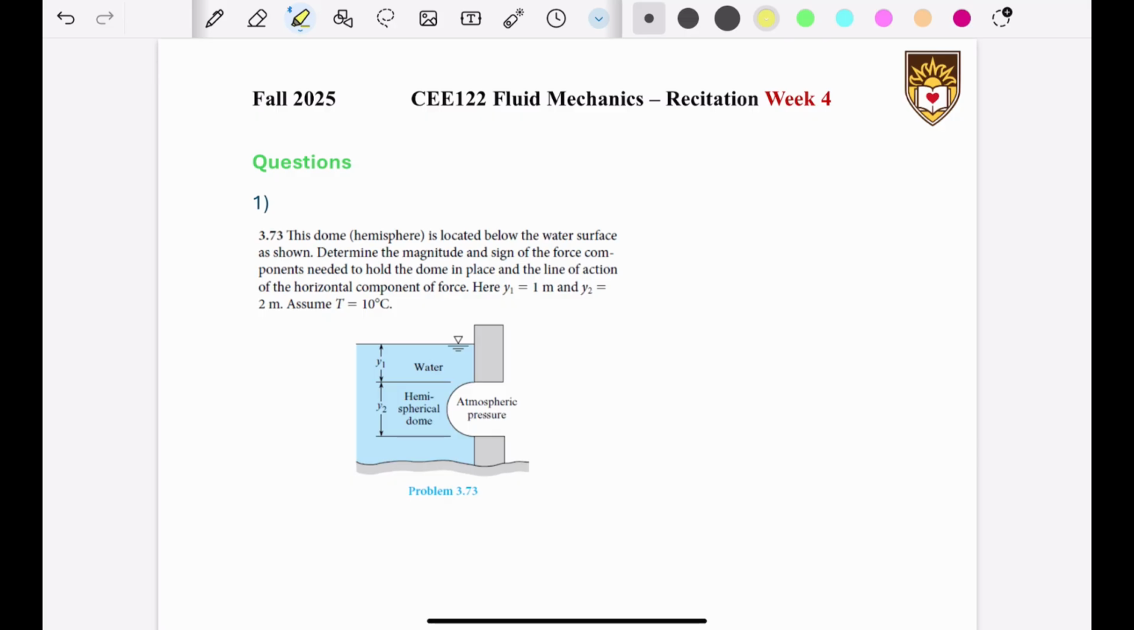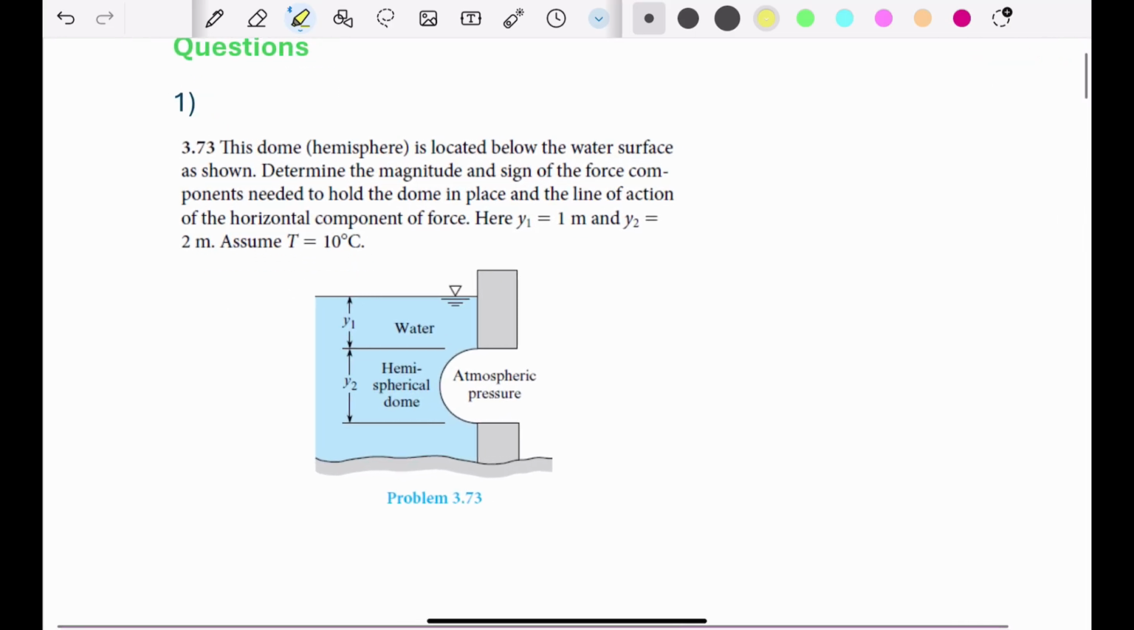This is week 4. This week we will have 5 different questions, and let's get started with the first one, 0.73. Here we have a dome, and it is located below the water surface as shown here, and this is our dome. And we need to determine the magnitude and sign of the force components needed to hold the dome in place and the line of action of the horizontal component of force. Here, y1 is 1 meter and y2 is 2 meters. And we are assuming a 10 degree Celsius temperature.